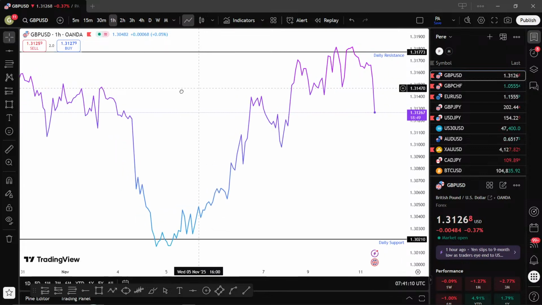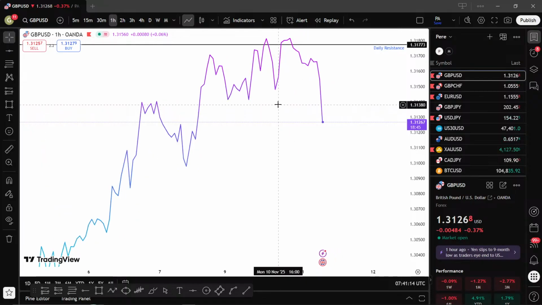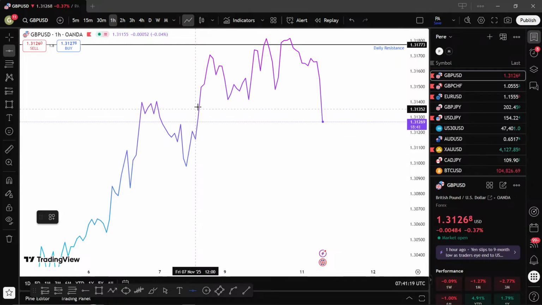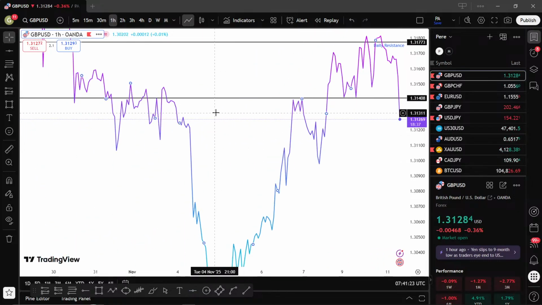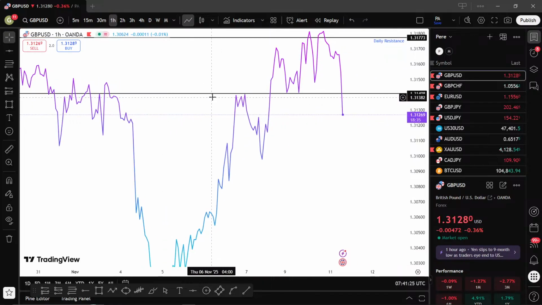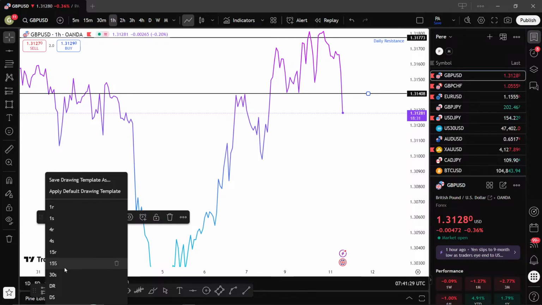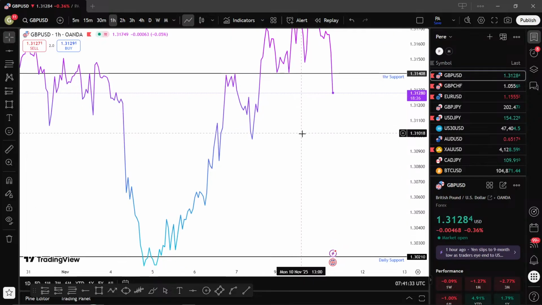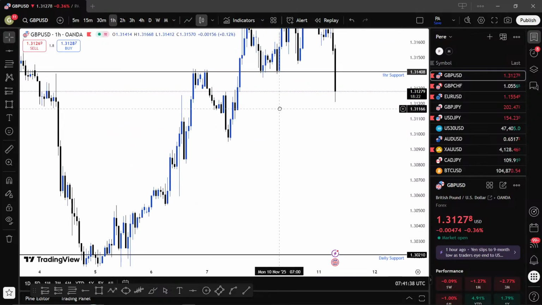Now on the 1-hour time frame, we have this place as a 1-hour support. You can see it right here. This place is a 1-hour support that the market just broke out of. Now let me go back to the candlesticks.